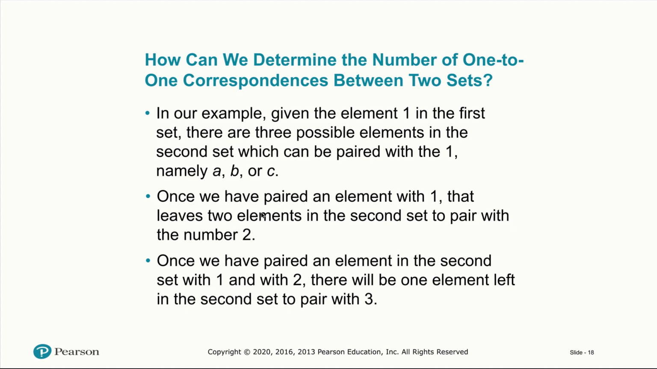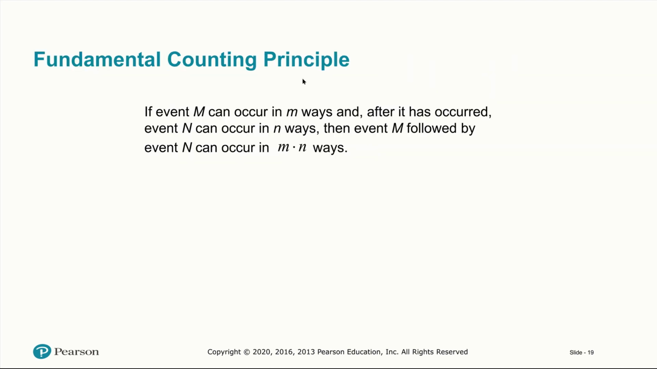So now you only have 2 choices. And let's say that now you've made both of those choices and it's time to pair 3 with one of the letters A, B, or C. Now remember, 2 of those letters are already spoken for by 1 and 2. So now you only have 1 choice. So for a total of what? 3 times 2 is 6, times 1 is 6.